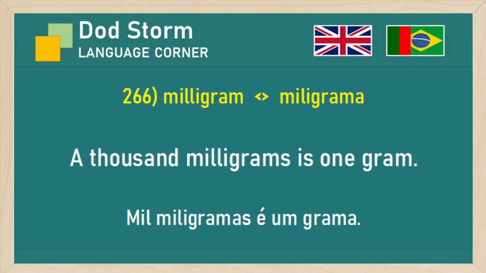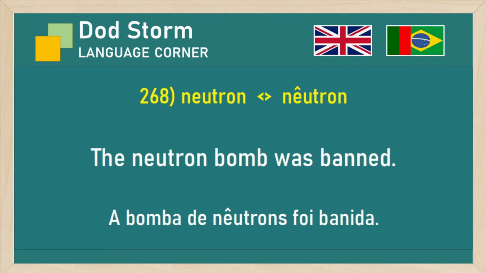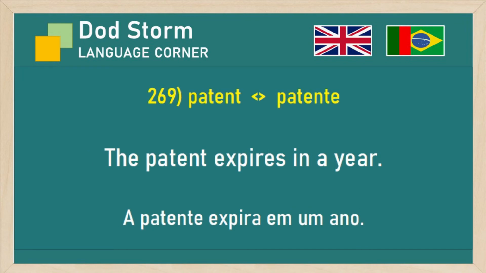A 1,000 milligrams is 1 gram. The assembly takes place in 4 days. The neutron bomb was banned. The patent expires in a year.